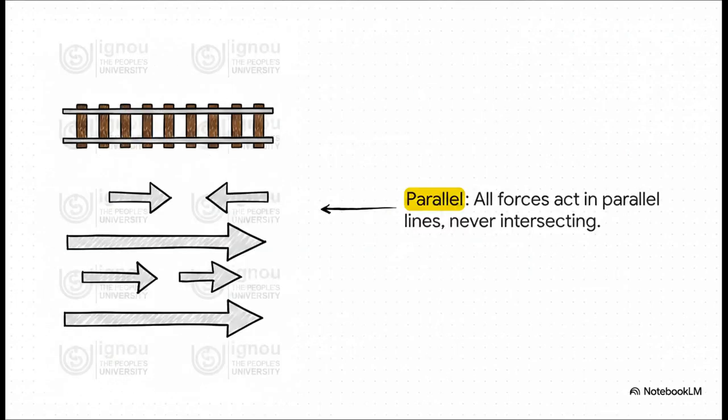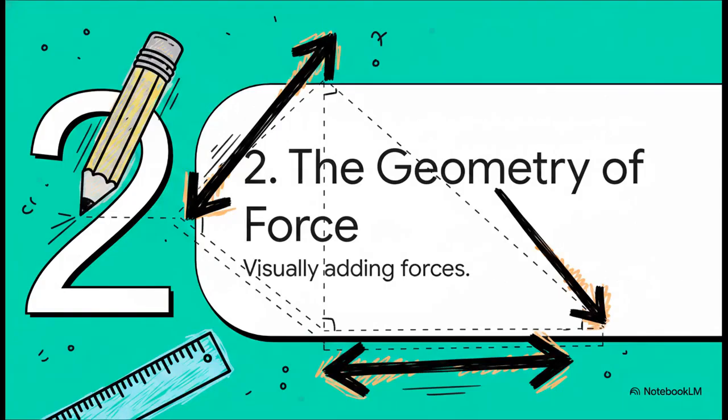And if the forces are running alongside each other like train tracks and they never ever intersect, yep, you guessed it, they're parallel forces. They can be going in the same direction or opposite directions, but the key is they never cross. All right, now that we've got the vocabulary down, let's grab our very first tool. And believe it or not, it's basically just a pencil and a ruler. We can literally draw the answer to these force problems.